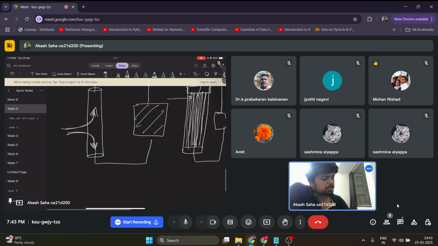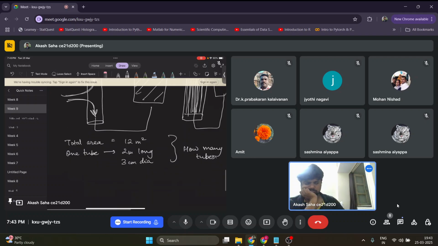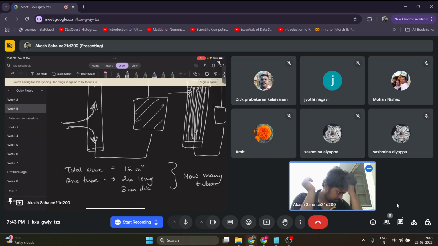Now it is saying that the total area of the membrane module is 12 meters square, and one tube is around 2 meter long and it has a 3 centimeter diameter. So how many tubes are required? Now tell me, very simple and direct. How many tubes are required? Please calculate and tell me the answer.